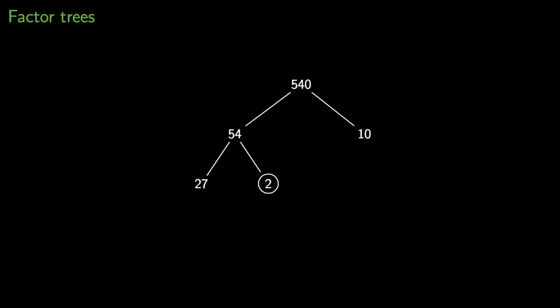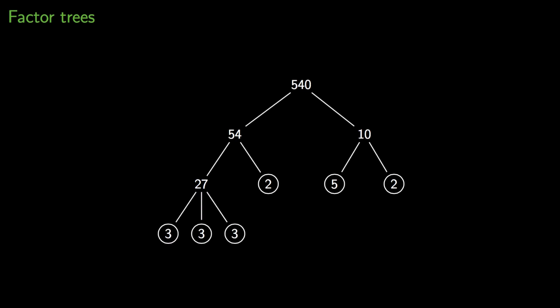Now I've circled 2 because 2 is prime. I don't need to split it up anymore. 10 is equal to 5 times 2. Circle both of those. And 27, I remember, is 3 times 3 times 3. So I'm going to go ahead and split it all the way up all in one go. So this is how I know that 540 is equal to 2 to the 2 power times 3 to the 3 power times 5. And you can do this with any natural number. They can all be split up into a single unique product of primes.